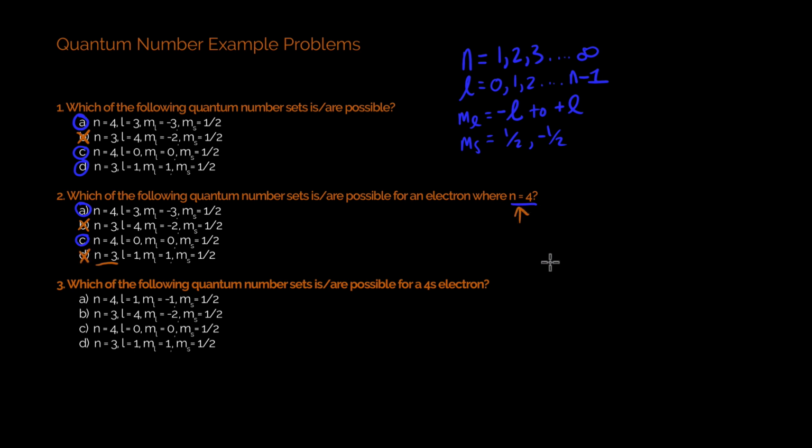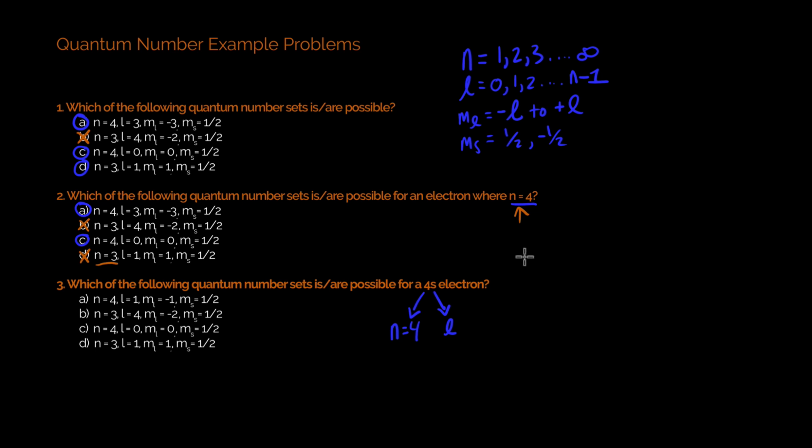So for question 3, I want to introduce one more quantum number notation that we can provide in a question stem. And so now we're saying which of the following quantum number sets is or are possible for a 4s electron. And the way I want you to interpret this is that that 4 is going to be the n value, and then that s is going to be our L value. But what value do I associate with this particular shape?